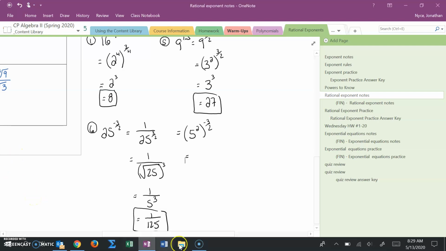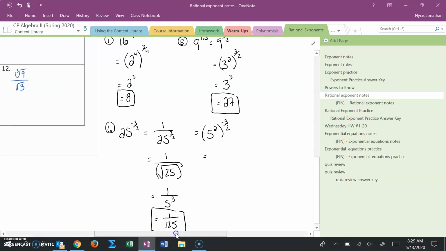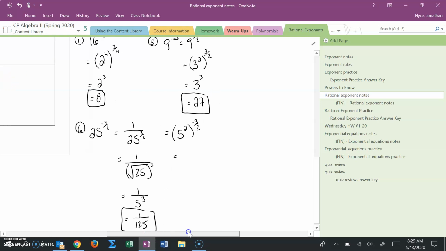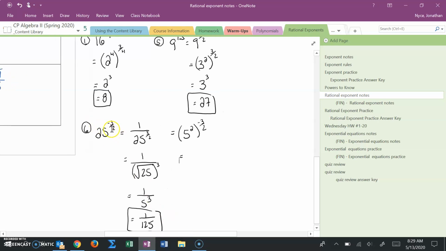Yeah, so we were on number 6 last time when the video stopped, and we did 25 to the negative 3 halves. Went through rewriting the 25 to the negative 3 halves as a fraction to get rid of the negative exponent. Remember, fractional exponents are radicals, so we can rewrite 25 to the 3 halves as the square root of 25 to the third power. Take the square root of 25, which is 5. 5 to the third is 125, so we have 1 over 125.